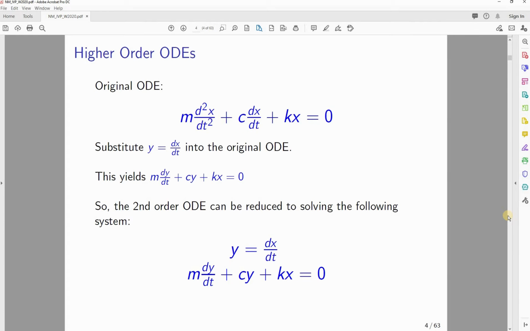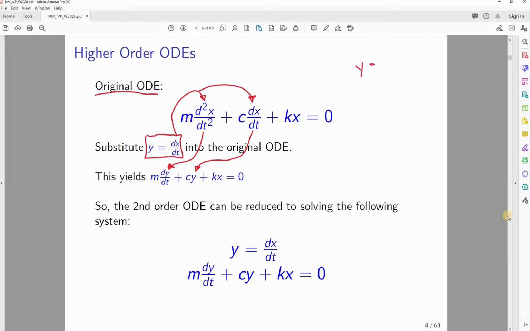Okay, so how do we do that? Well, effectively, we take the original ODE, and all we're going to do is substitute a small little substitution equation right here, y equals dx/dt, into all the higher order stuff. Of course, this one is just replacing y, so you can see that is just becoming y. And then this term right here is going to become dy/dt.